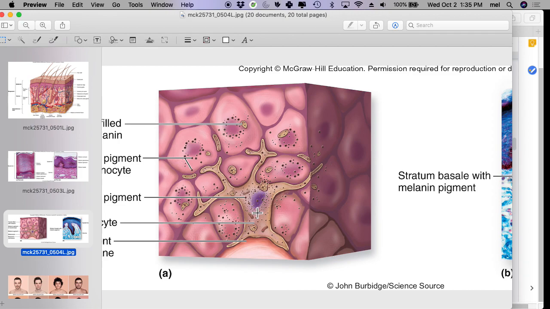And this dark pigment works the same as putting a dark shirt on in the sun, right? So if you put a dark shirt on, then the UV radiation bounces off the dark shirt, and it actually doesn't get into the skin. This is what this does for your skin. UV just bounces off, right? And it's tremendously protective.